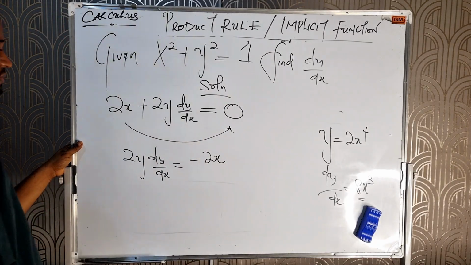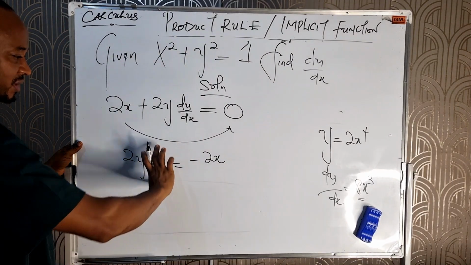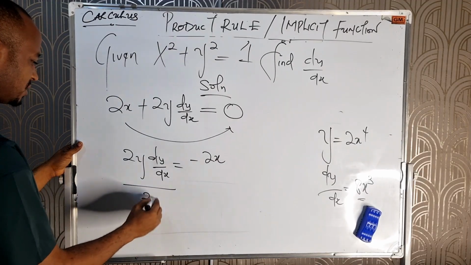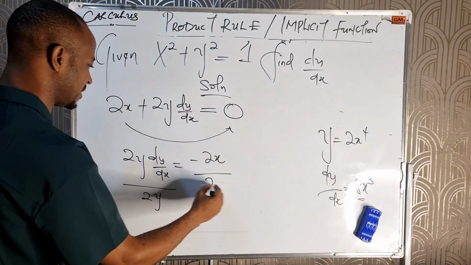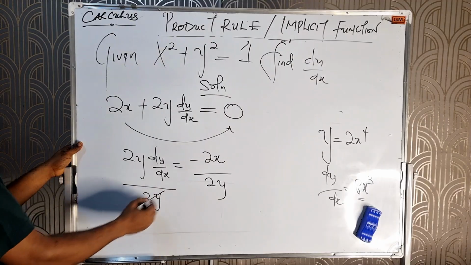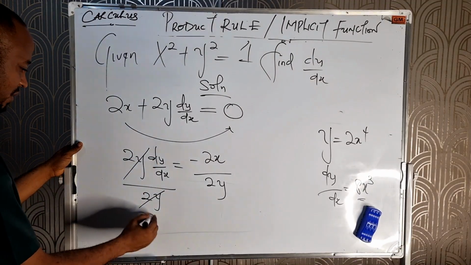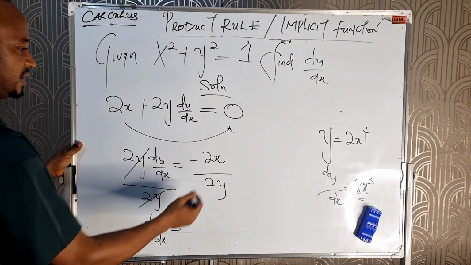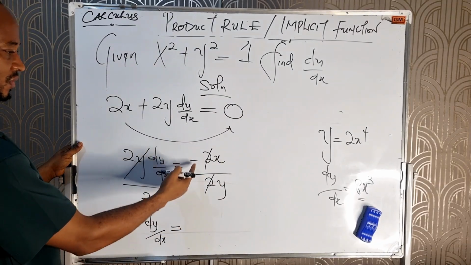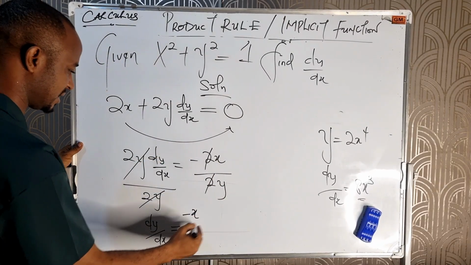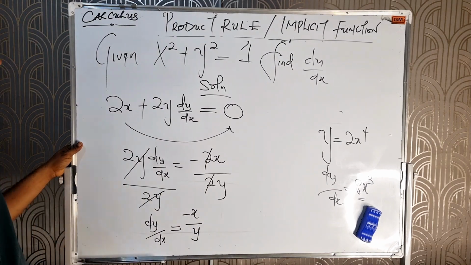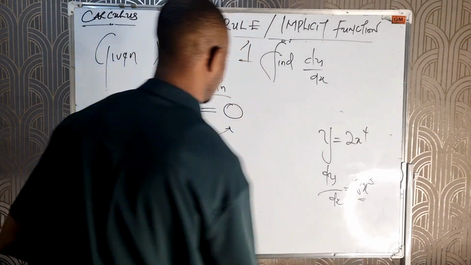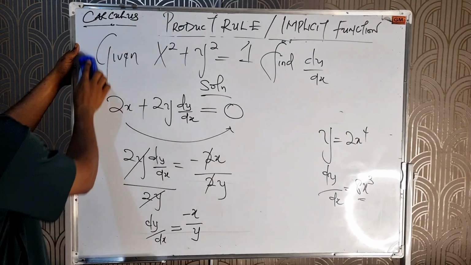Okay, now our job is to make dy/dx stand as the subject. So what we do here is divide both sides by what? By 2y. Divide both sides by 2y. So here, 2y cancels 2y. Then we are left with dy/dx, which is now equal to, in this case, 2 cancels 2, we are left with minus x divided by what? y. This is just how to differentiate using implicit differentiation. Okay, let's see another example.